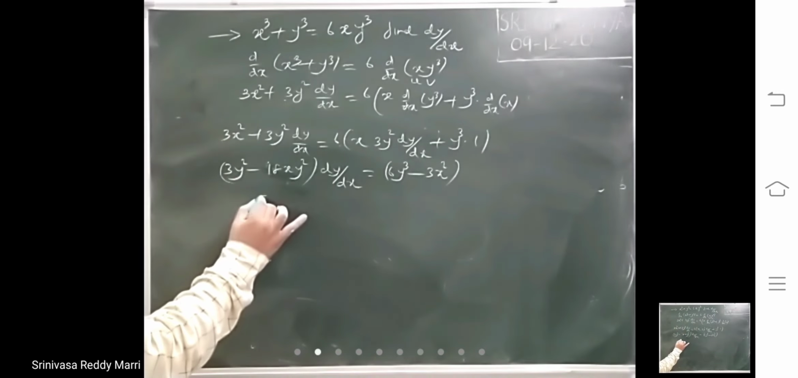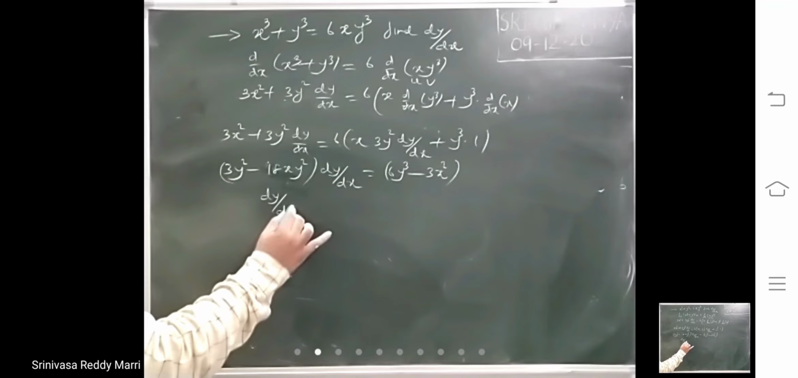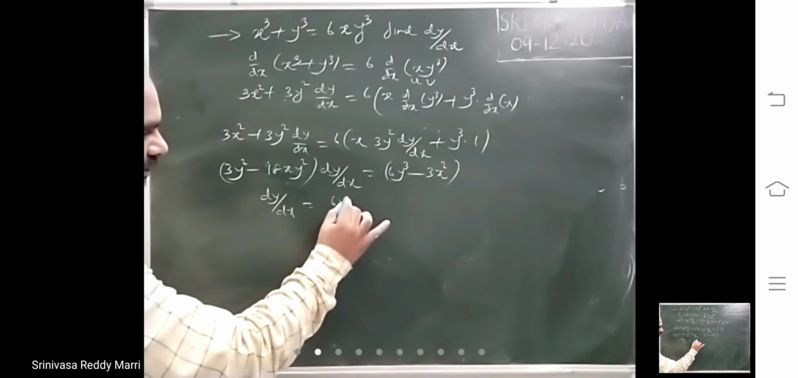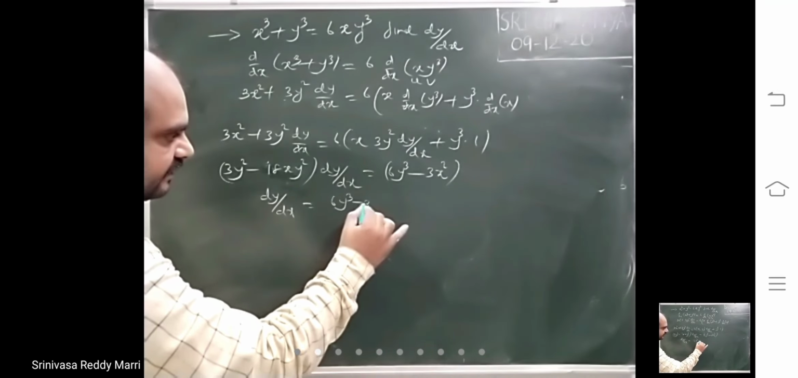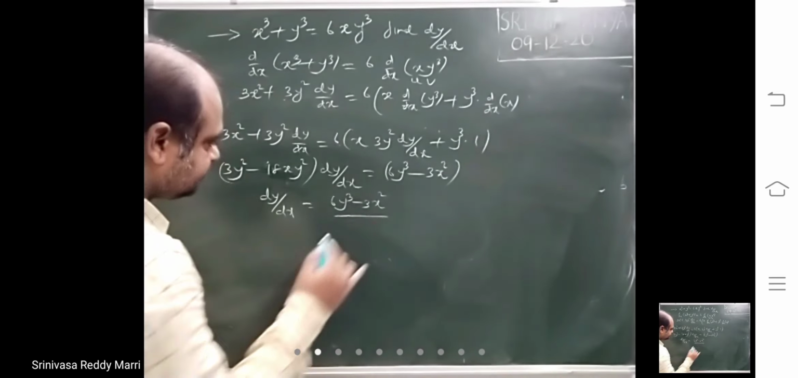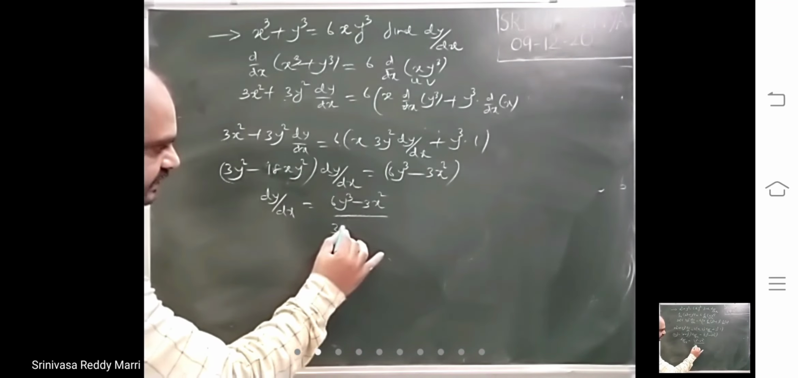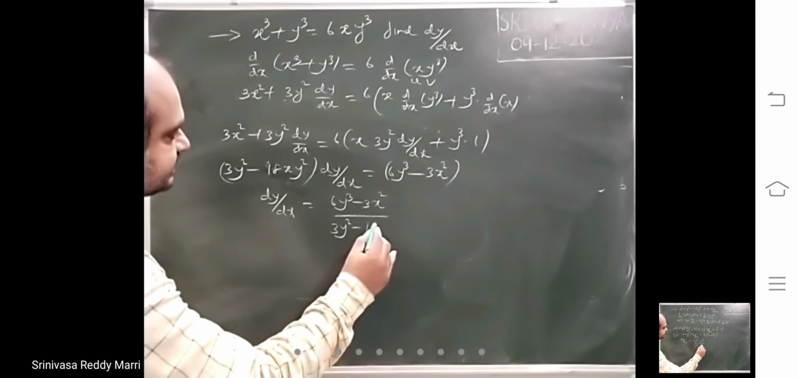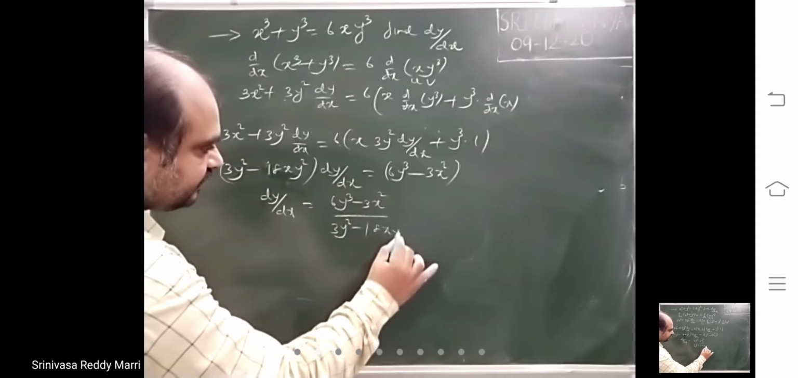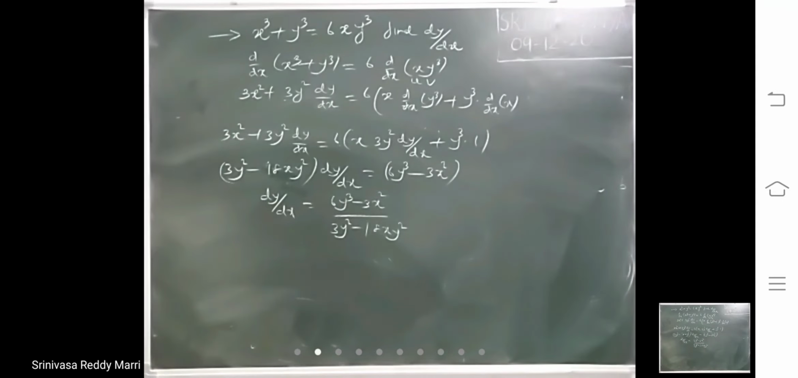So that comes out to be dy by dx equals 6y cube minus 3x square divided by 3y square minus 18xy square. This is the derivative. Just while writing d by dx of a y term, write the derivative and then immediately you write into dy by dx.